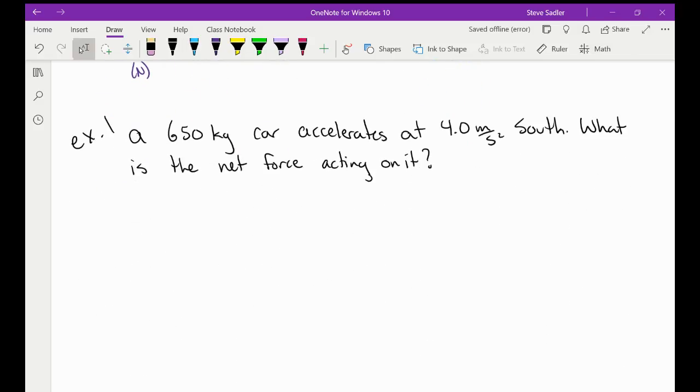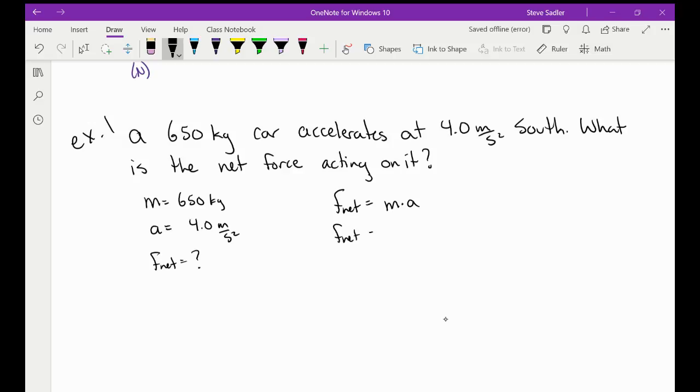A 650 kilogram car accelerates at 4 meters per second squared south. What is the net force acting on it? Okay, well, we know mass is 650 kilograms. We know acceleration is 4 meters per second squared, and we are trying to find F net. So F net is equal to ma, and we know that we don't have to do any formula manipulation, which is great. Nor do we have to do any unit conversions.